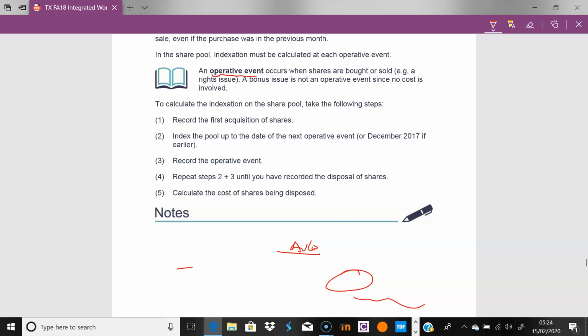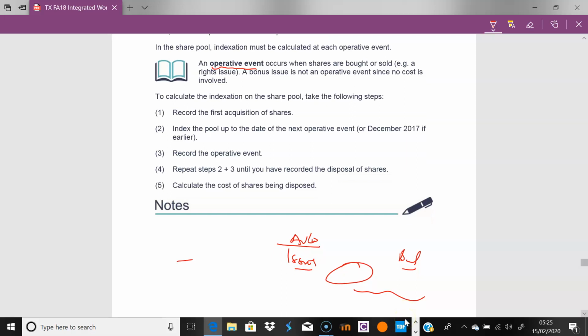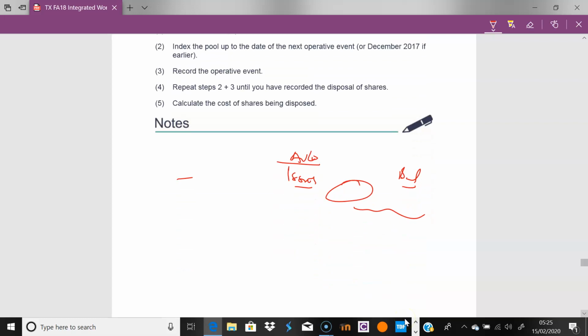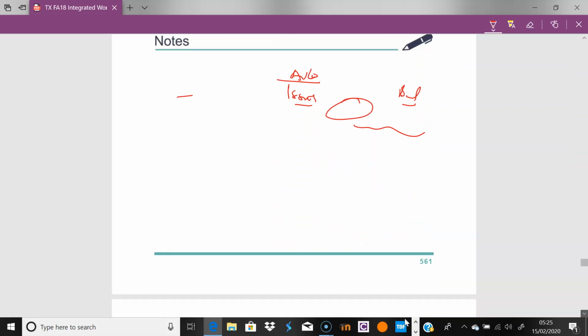And then you would have issues from your warehouse, and then you would have the closing balance of your stock, right? And so every time you had a new issue, just before that, you would recalculate in a table to see what the new value of your inventory was. Same principle applies.